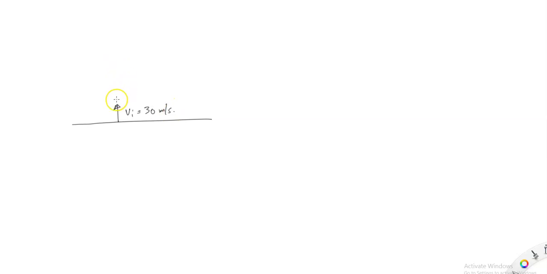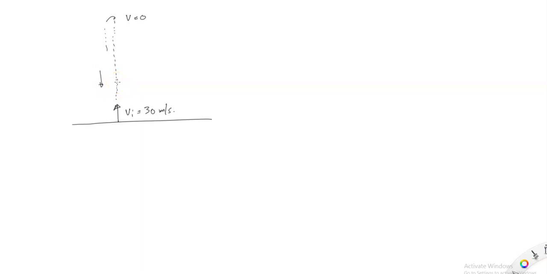The question is how far it's gonna go. So this thing is gonna go up. On the way up it's gonna slow down, and then the speed is decreasing, right? 30, 25, 20, 15, 10, 5, like that. Once it becomes 0, that's the turning point. It's going to turn around and come back again, increasing the speed on the way down. So on the way down, speed increases.